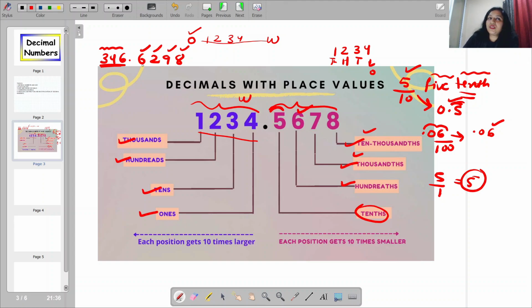Okay. So what is the place value of the 6? First digit to the right, it is tenths. Okay, have a look here. Tenths. The next digit is hundredths, thousandths, ten-thousandths, and so on. I hope this much is clear about the place value.